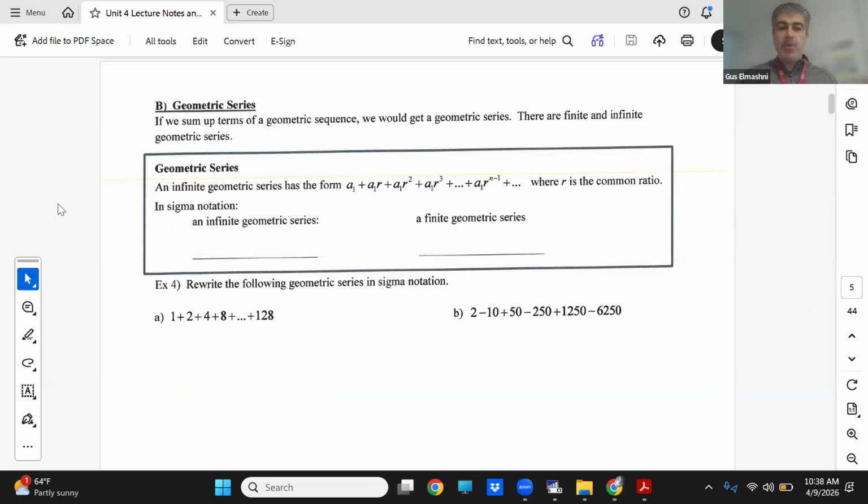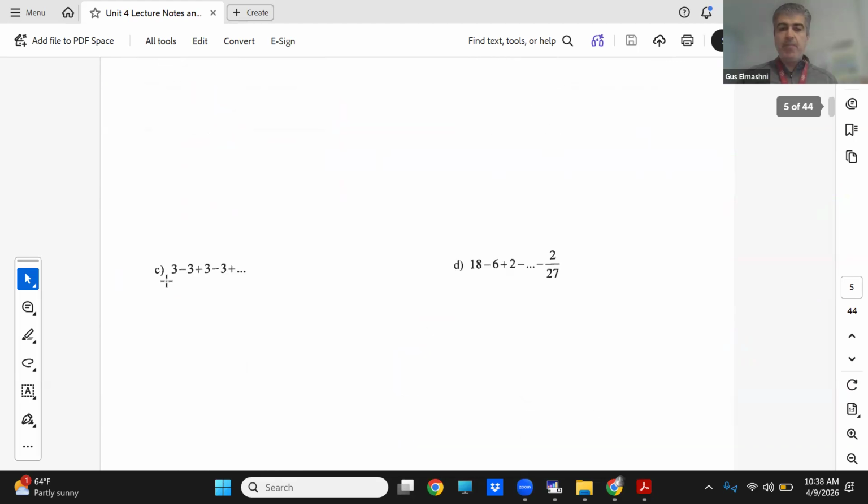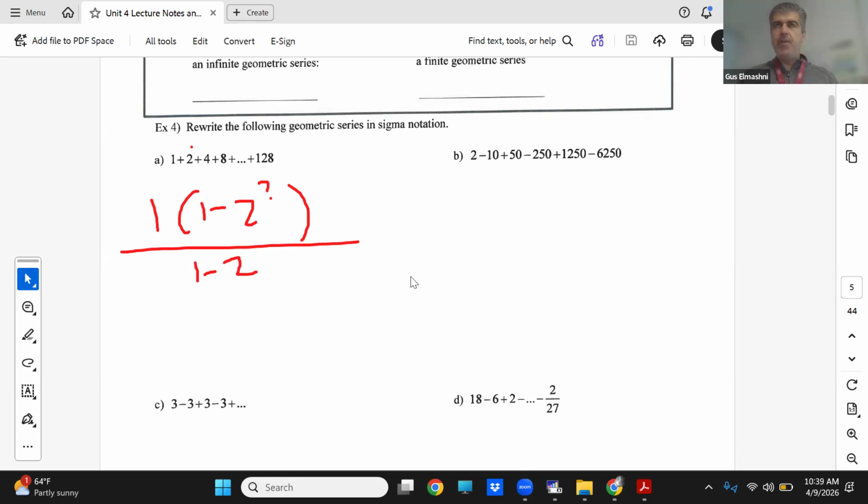So anyhow, let's now talk about finding the sum of these, right? I'll do A and B and have you guys do C and D. For A and B, what's your first term? What's your common ratio? And how many terms are we talking about here? If you can use your fingers, 1, 2, 4, 8, 16, 32, 64, 128. Yeah, it's 8.